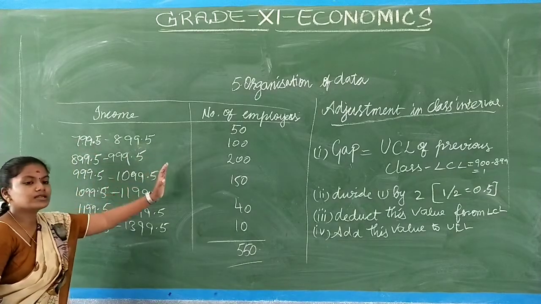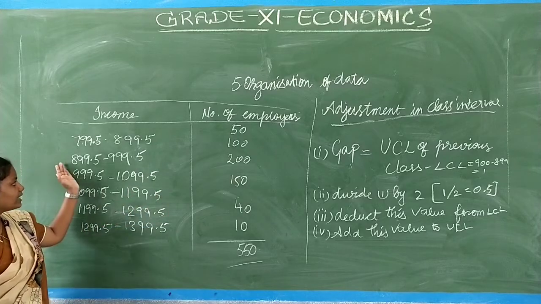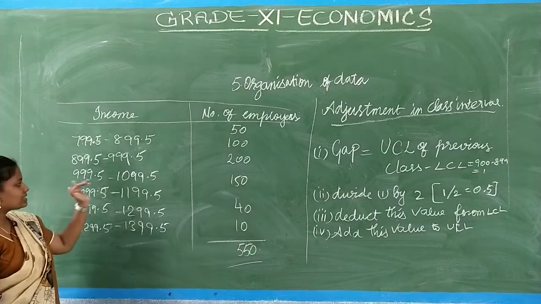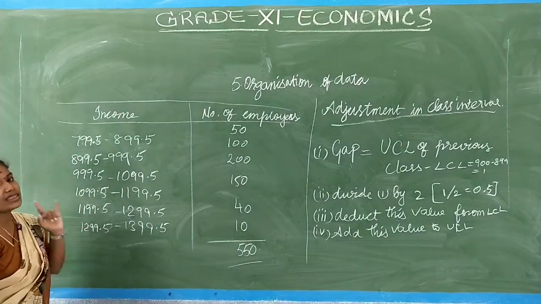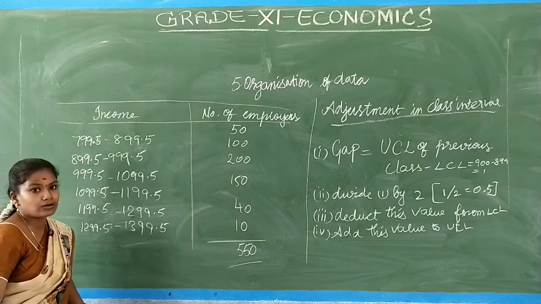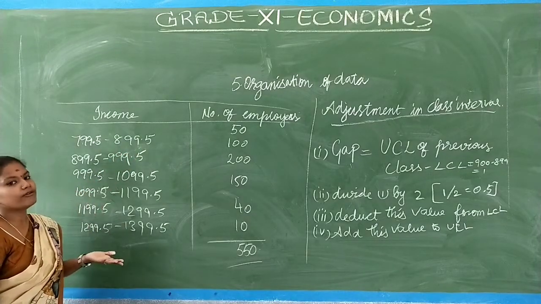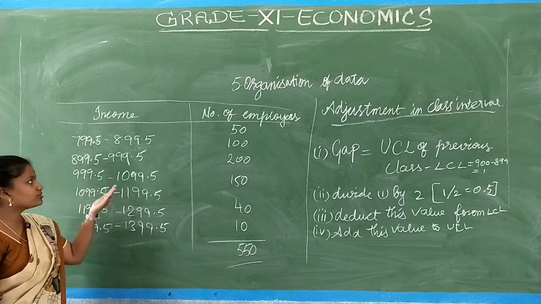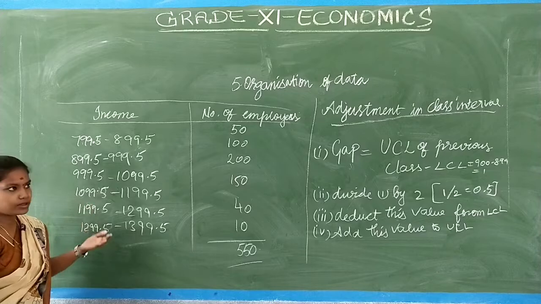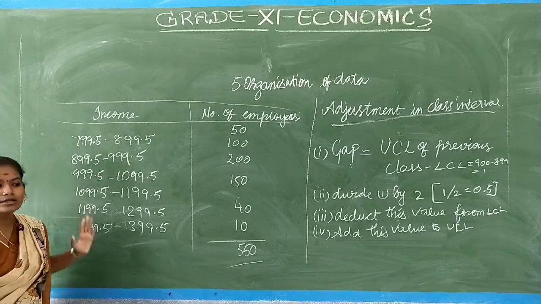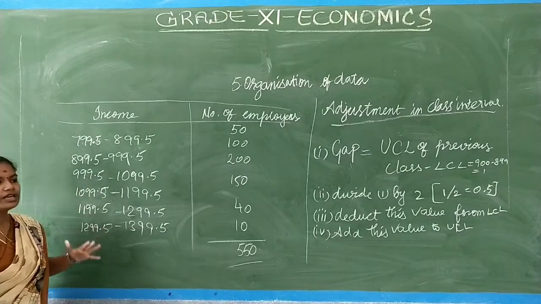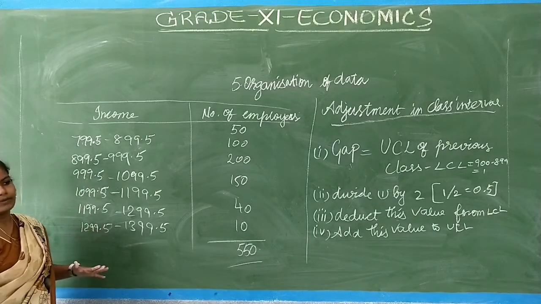799.5 to 899.5. Next, 899.5 to 999.5. There is continuation. Right, and this happens only with continuous variables because we can have decimal values. Whereas in discrete variables, definitely you cannot have it, because we cannot have decimals. And there should be a proper jump. Here there was no jump at all. It was all continuous. Alright children, this is your adjusted frequency distribution table.